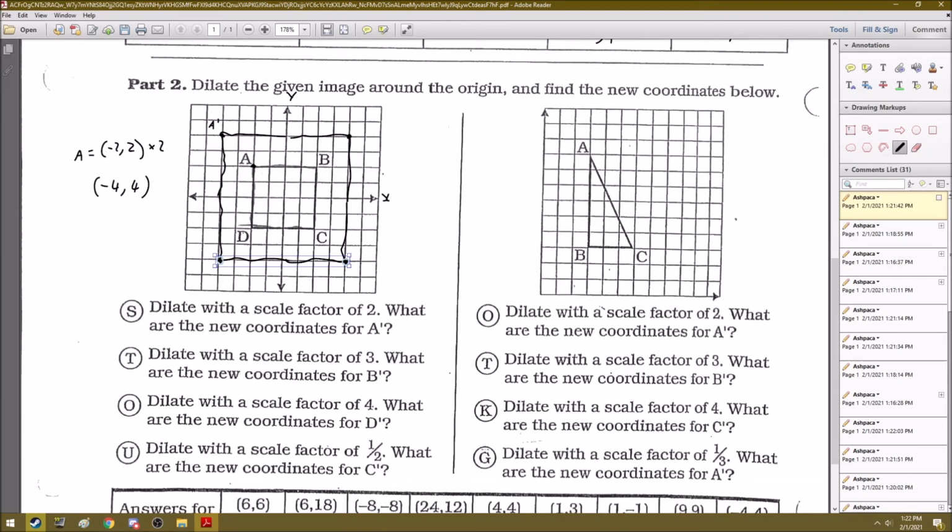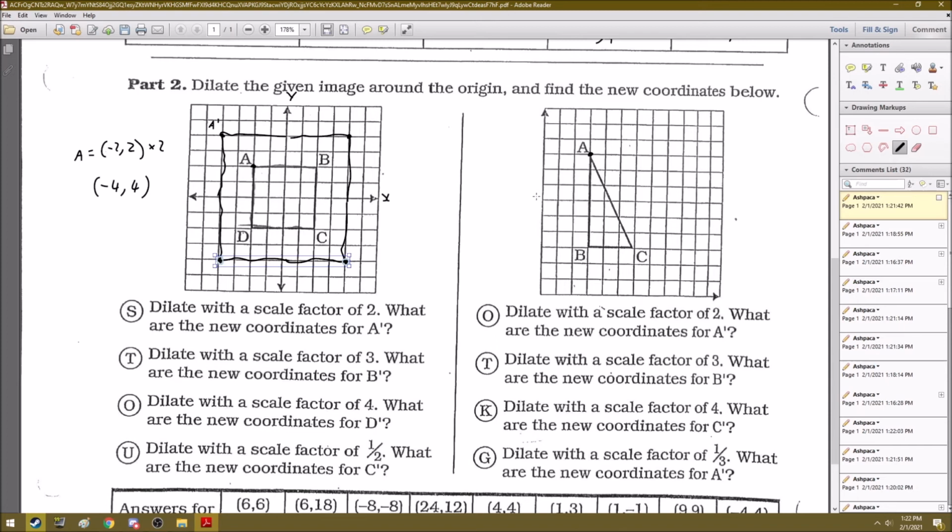G down here. So the last question of part 2, you want to dilate with a scale factor of 1/3. Remember, when you're dilating with a fraction, it's going to end up smaller, just like if you were to multiply a number by 1/3. It asks what are the new coordinates for A. So A is up here.